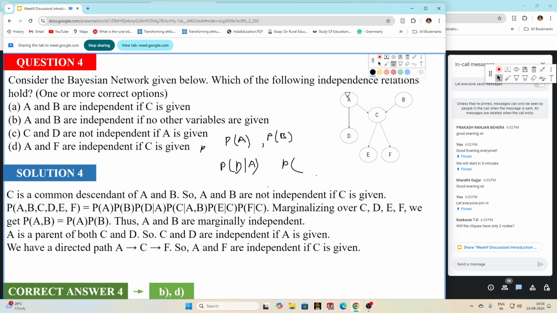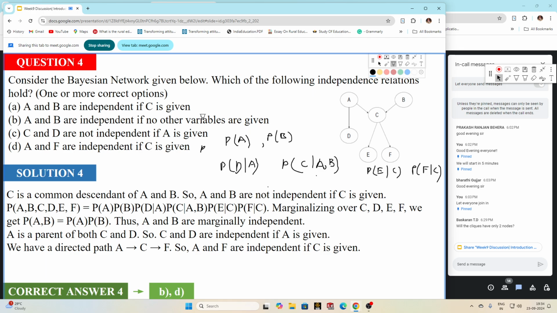Now, what about C? C has two parents, that is A and B, so that is why C given A, B. Now, what about E and F? E has one parent, that is C, so probability of E given C. Similarly, probability of F given C. So all this we have to multiply to have the probability of the system. Up to this it is clear, right?